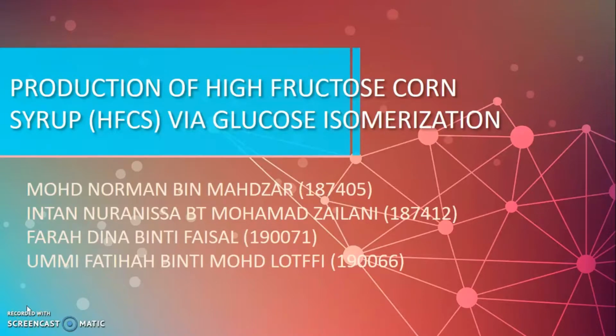Assalamualaikum, Professor Luqman. Our group is given a task titled Production of High Fructose Corn Syrup via Glucose Isomerization. My name is Fardina Faisal. My metric number is 190071. I will be explaining the introduction of this process.